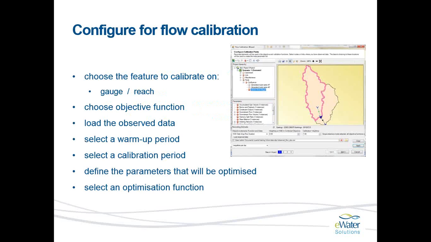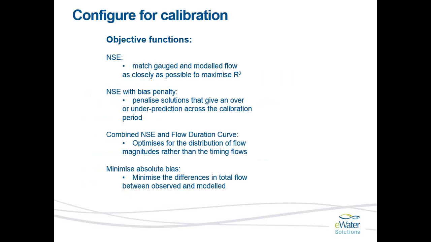And when you configure your model for calibration in Source, you have the ability to calibrate on either a single point, a gauge, or a reach. You can then choose from a number of objective functions, load the observed data, select a warm-up period for your model, select a calibration period, define the parameters that will be optimized, as well as perhaps any catchments or functional units that you only want to parameterize on, and finally select an optimization function. I will touch briefly on the objective functions in Source.